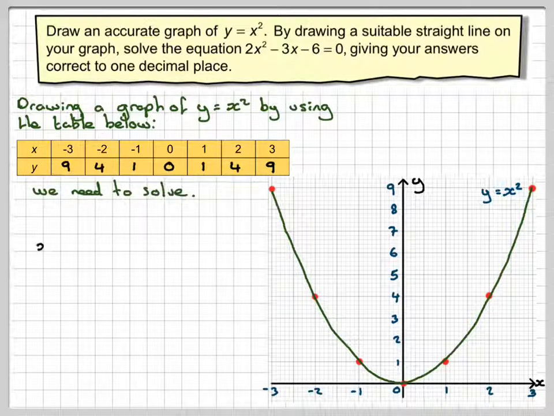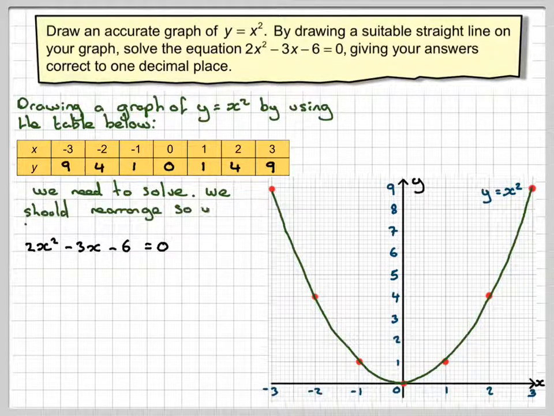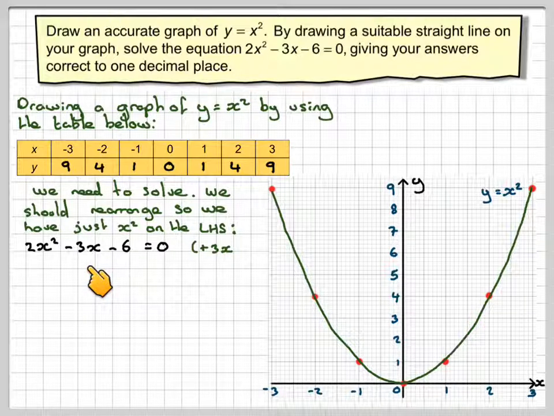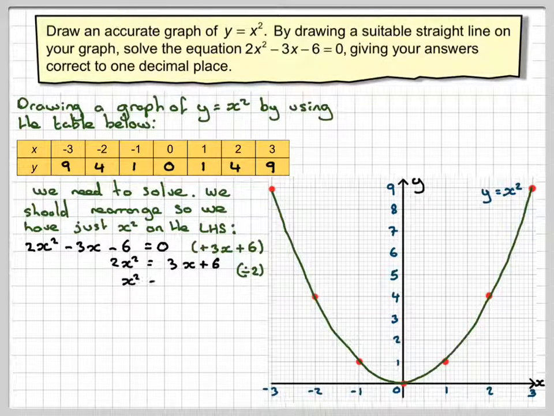Right, we are going to solve this equation, 2x squared minus 3x minus 6. What we've got to do is make the left-hand side just x squared. So that means I'm going to add 3x, so that'll make that 0, and I'm going to add 6 to begin with. So just do that first. That means that 2x squared is going to be equal to 3x plus 6, and then because I just want x squared on that side, I now need to divide by 2. So dividing that by 2, that makes x squared, and then that becomes 3 over 2x.